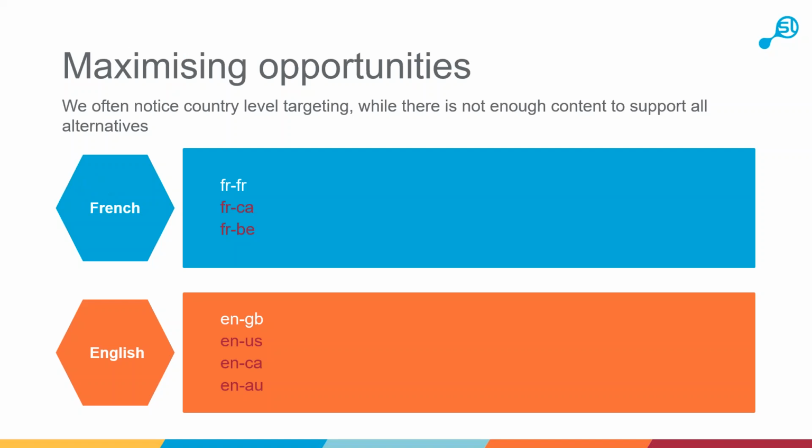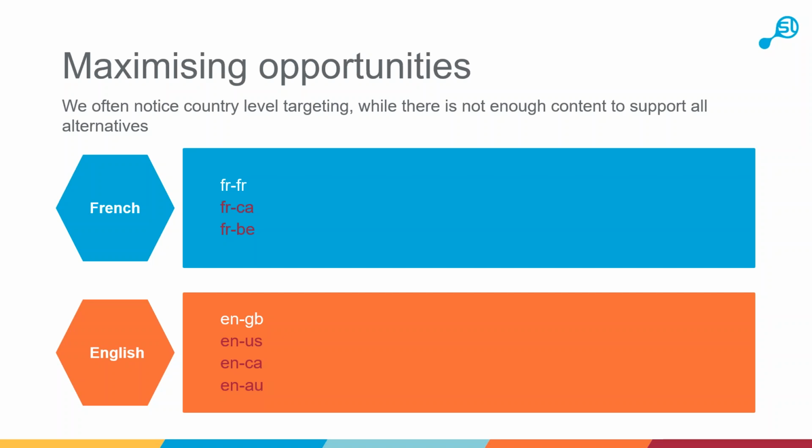So in terms of some tips and common issues that we're finding, to maximize the opportunities, we often notice country level targeting for websites that do not have enough content to support it. For example, if you just have content in French and you're trying to target France with that language, you're removing the opportunity to rank very well in Canada or Belgium, etc. You will still rank, but Google will basically think that you're mostly focused on France as a country, so that will be their priority for your website.